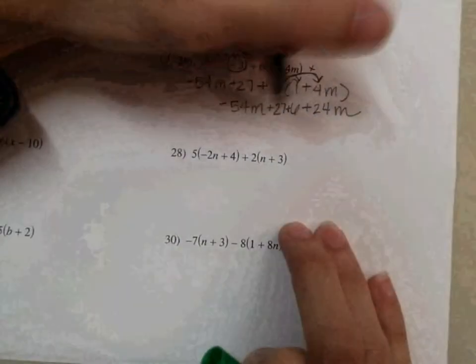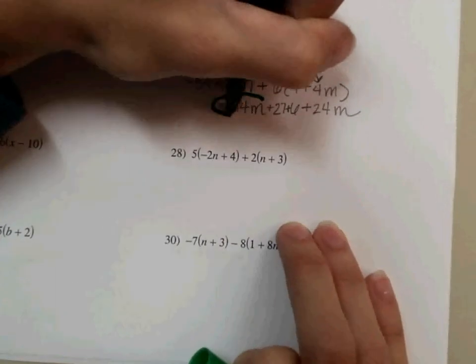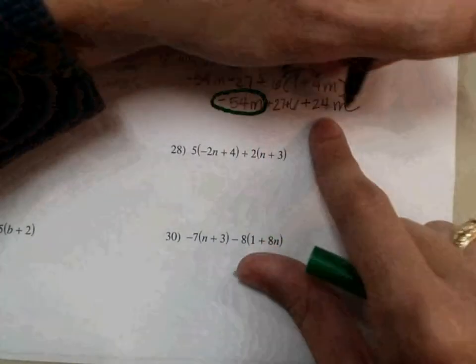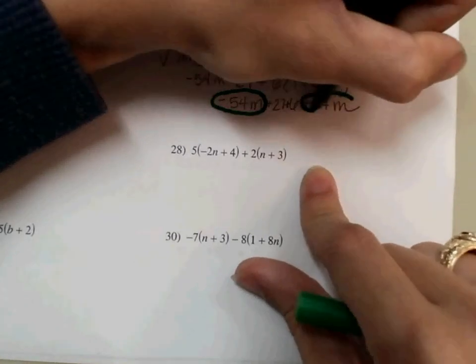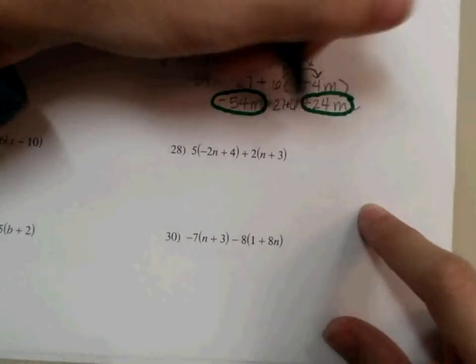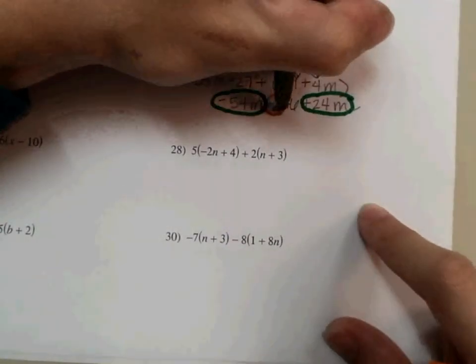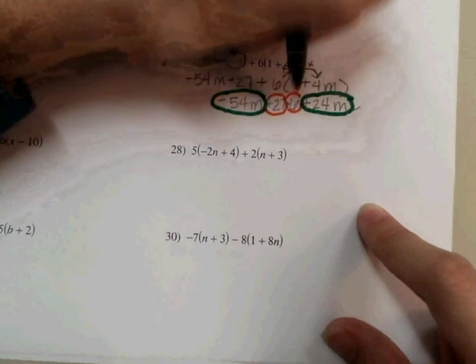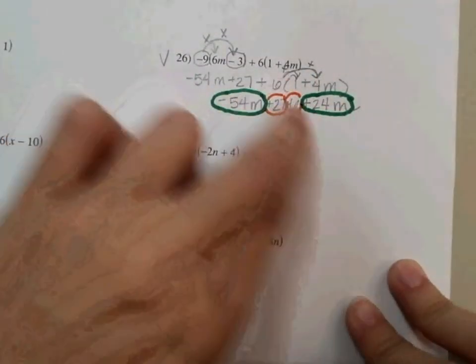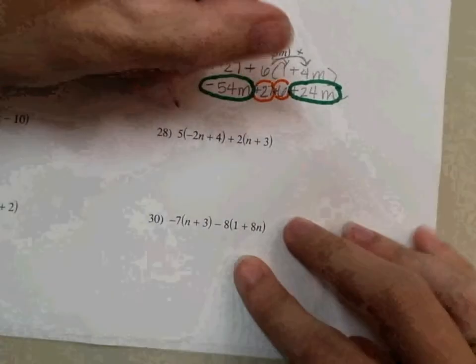I have to find all these like terms now. I see m's and I see units. Let's start with the m's. Negative 54m. I'm looking for another m. I don't see one. Right here, positive 24m. Let's go to those units. 27, that's a positive. And 6 is a positive. Remember, bring all of your m's to one side and bring all of your units to the other side.